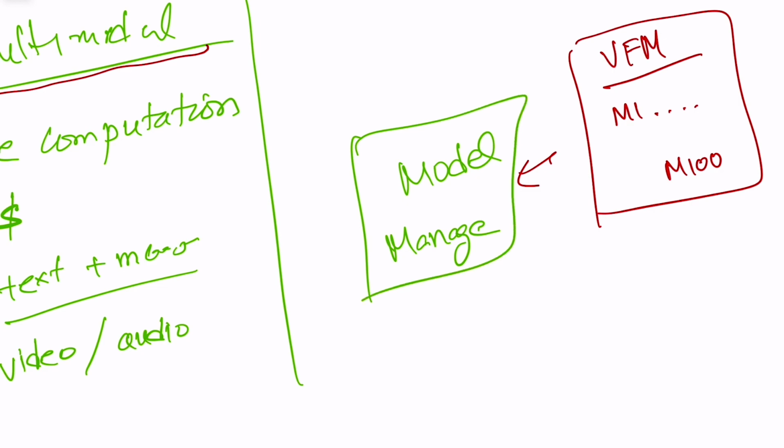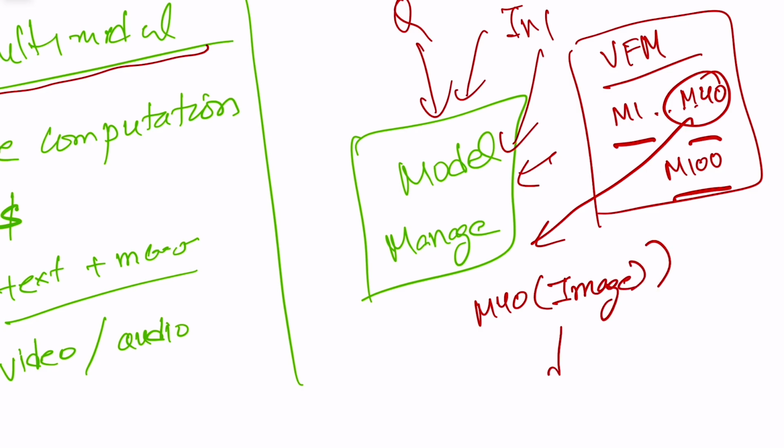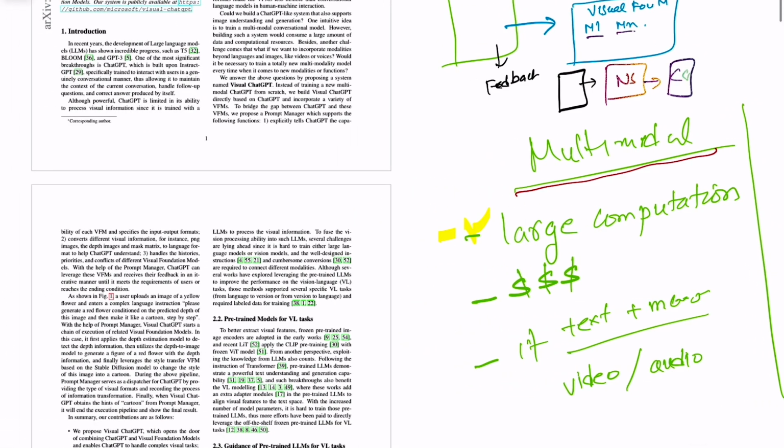This model manager can potentially take my input query and figure out which model will be best suited for it. It can take my input, let's say an image, and for a certain query, let's say model 40 is the right model, so it chooses model 40, processes my image, and then generates my output. So this is what I want. That's where the whole idea of Visual ChatGPT comes in, where you can tell the chatbot exactly what you want, and then the chatbot can decide which models among my hundreds of models I can choose from. So if we go back to this diagram.